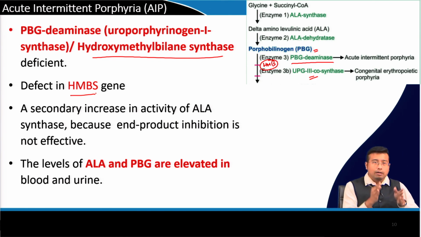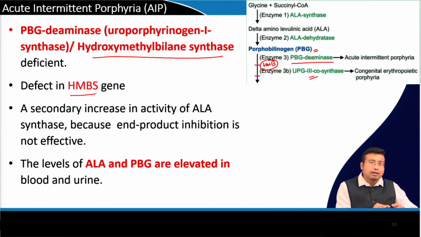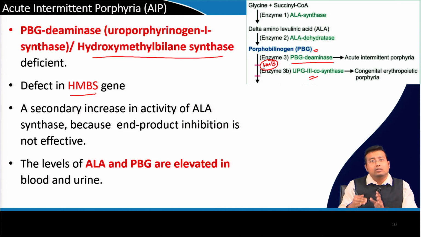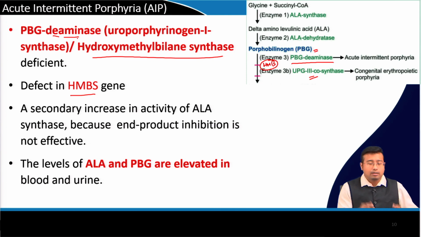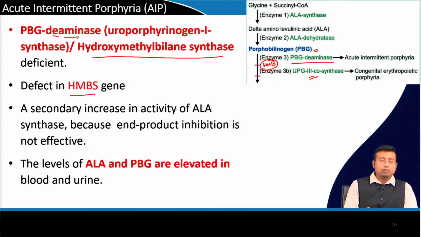Remember, hydroxymethylbilane synthase is the newer name and uroporphyrinogen 1 synthase was actually the older name. Porphobilinogen deaminase and uroporphyrinogen 1 synthase are all older names. Hydroxymethylbilane synthase is the newer name. The linear tetrapyrrole was named hydroxymethylbilane much later compared to when the whole synthesis was discovered. So, what happens?